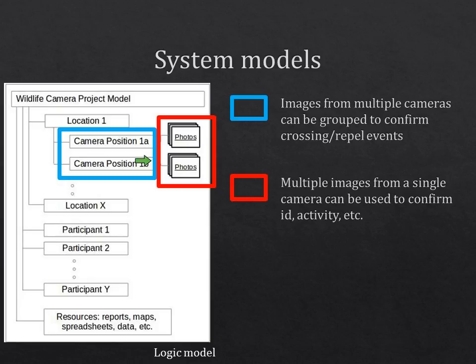So the blue box and red box, the blue box indicates that if you have multiple camera positions, this can help you to confirm things like crossing events for a mitigation structure. And if you have multiple images from a single camera, you can use those to confirm an animal activity associated with a structure or to confirm the identity of an animal. Those are examples of how you can use these multiple cameras and multiple images.